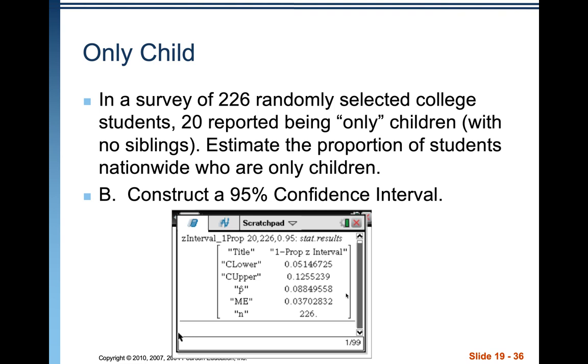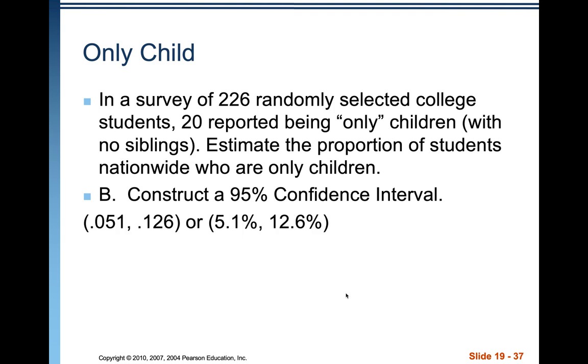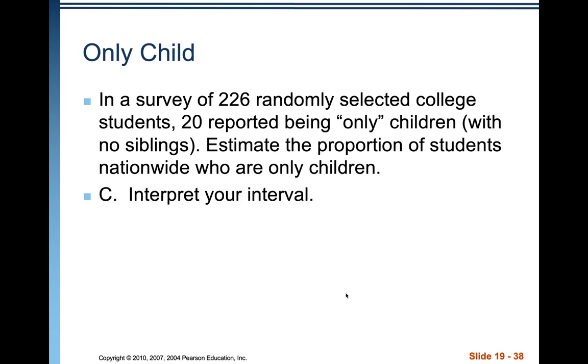It reminds you of what kind of interval you just created, and it's going to give you the lower end of your confidence interval and the upper end of your confidence interval. It even reminds you of what the sample proportion is. It tells you what the margin of error is and what N is. So our confidence interval is 0.051 to 0.126, or 5.1% to 12.6%.